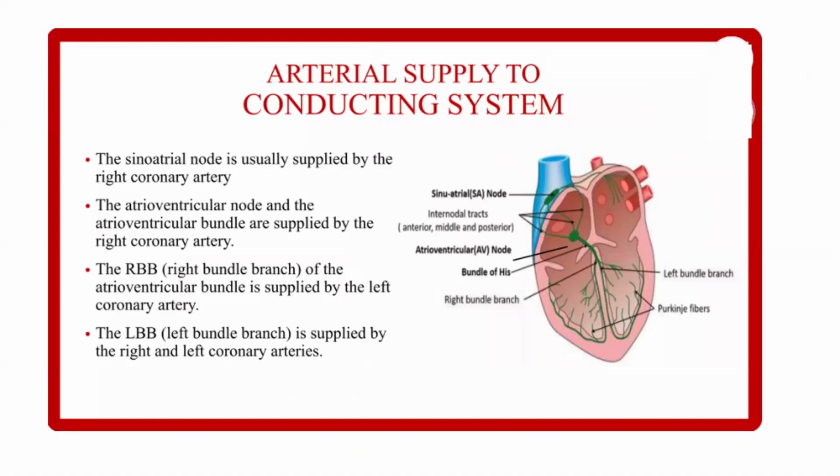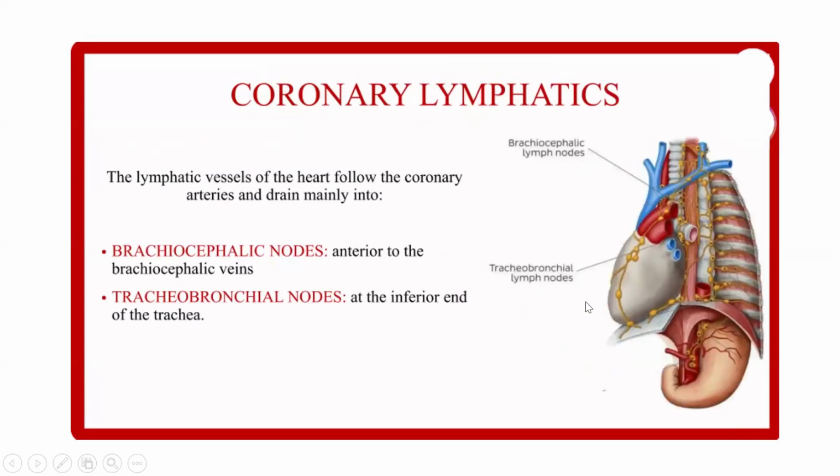So, as we know, the conducting system in the heart consists of the SA node, AV node, bundle of His, right and left bundle branches, and Purkinje fibers. The SA node and AV node are supplied by the right coronary artery, the bundle of His by the left coronary artery with contribution from the right, and the right bundle branch is supplied by the left coronary artery, while the left bundle branch is supplied by both right and left coronary arteries.